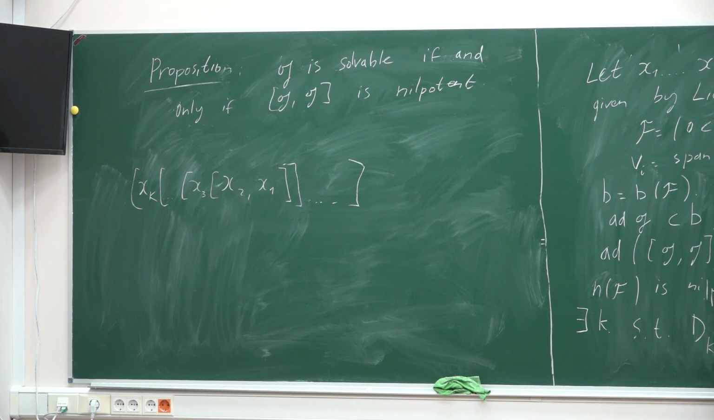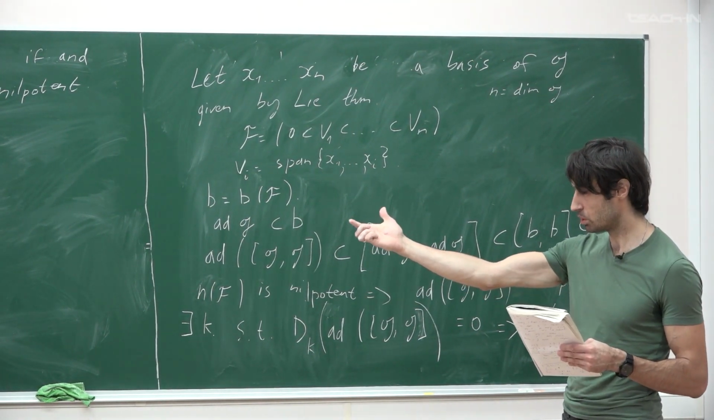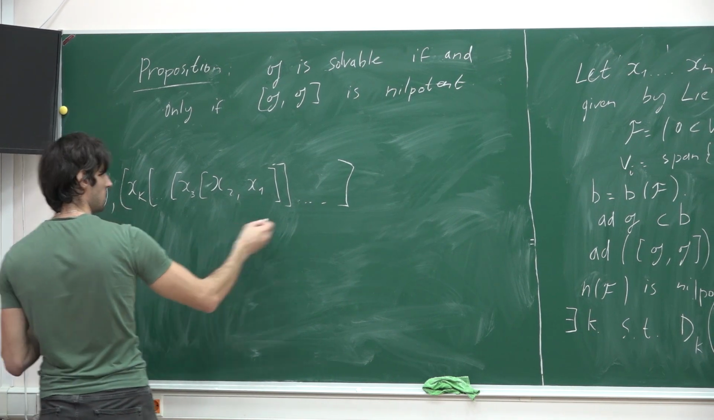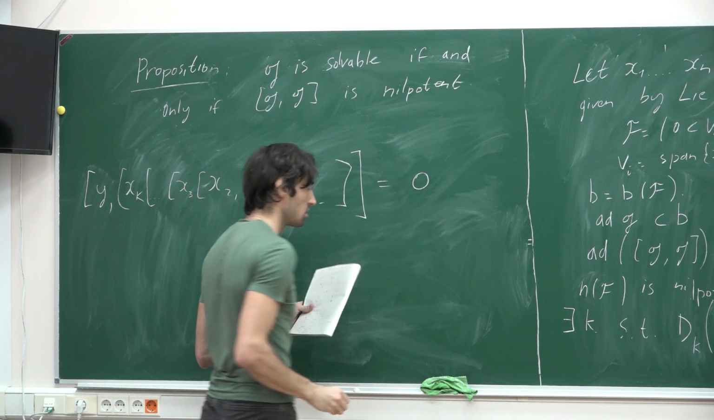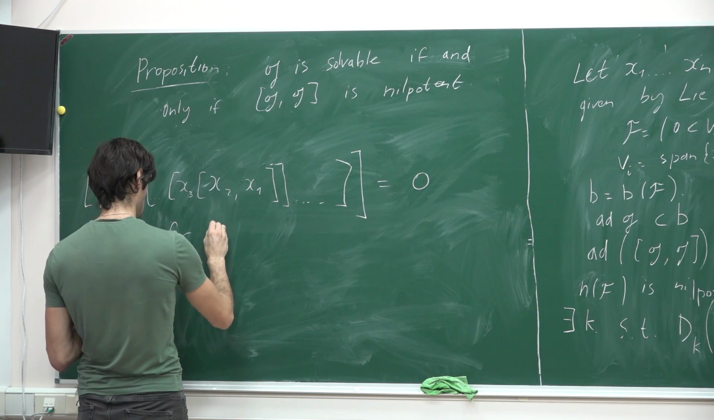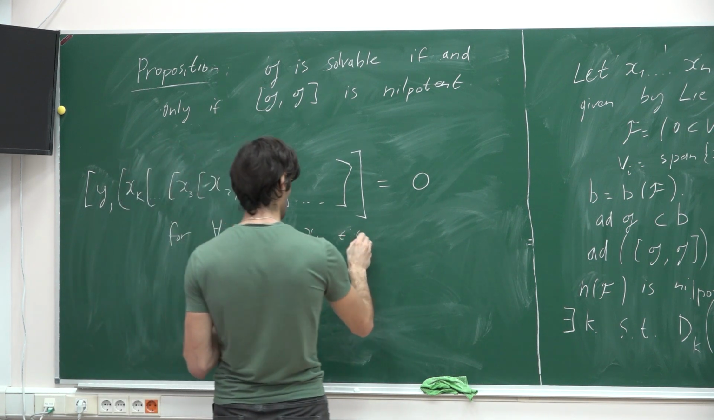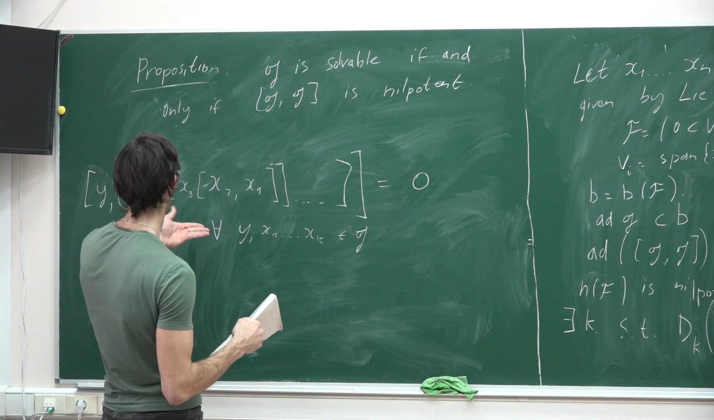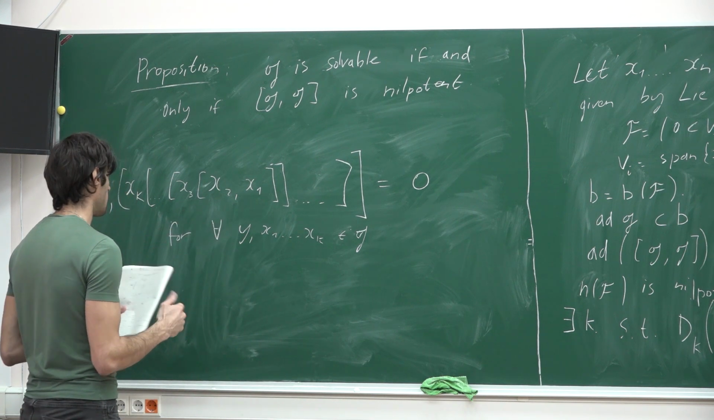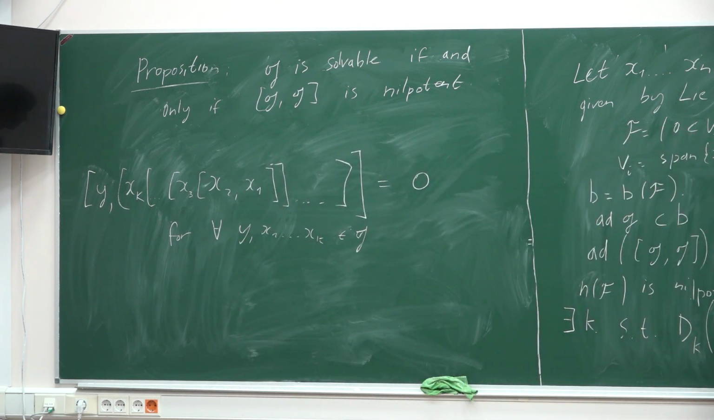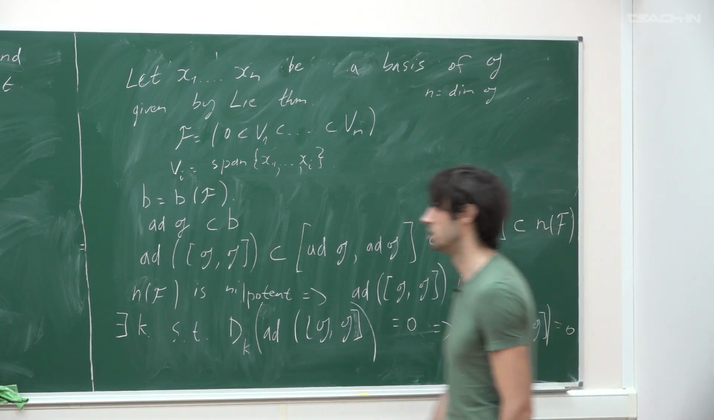But then ad of it is that if I apply this thing and commute it with something, say y, it's 0. So this thing says that this is 0 for any y, x1, ..., xk from G. But this just means that, so let me see. I need actually my x1, ..., xk to be from G comma G. I can take this.